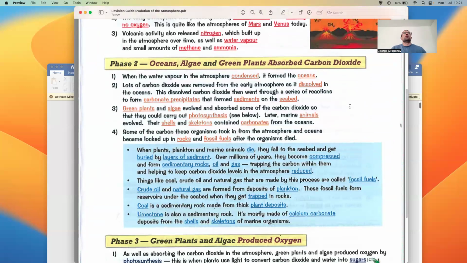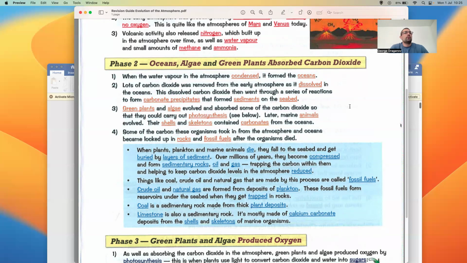The first main thing you need to know is why the carbon dioxide decreased. As the Earth cooled down and volcanic activity stopped, the water vapor condensed, and that's how the oceans were formed. So that's how we got all that water on Earth. Now, carbon dioxide is water soluble, so the carbon dioxide dissolved into the oceans. So it started to decrease.